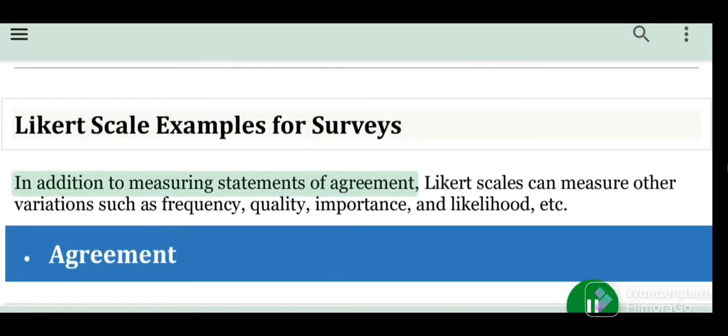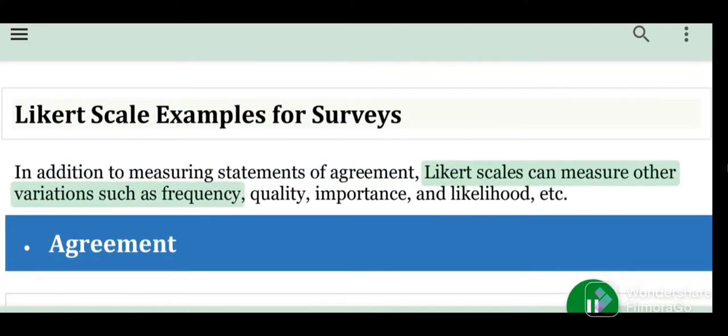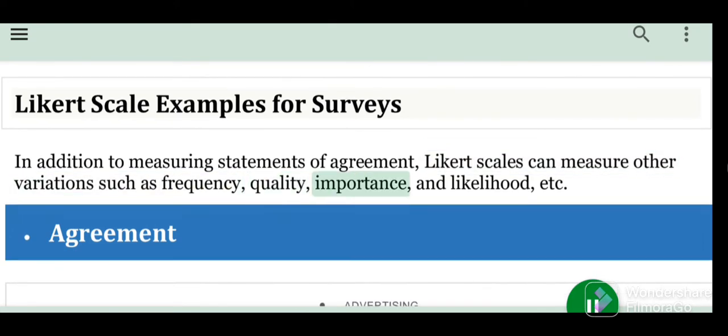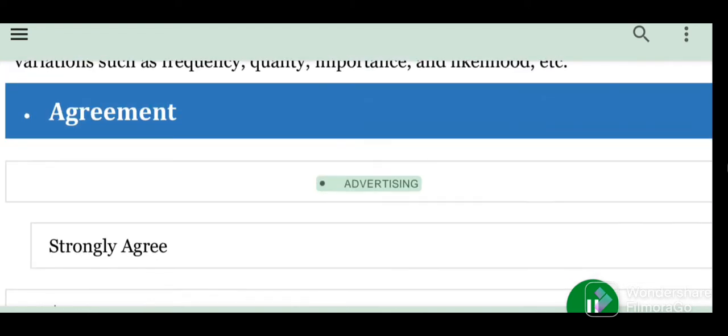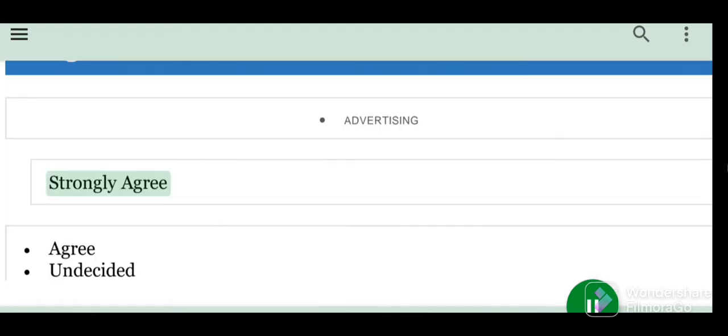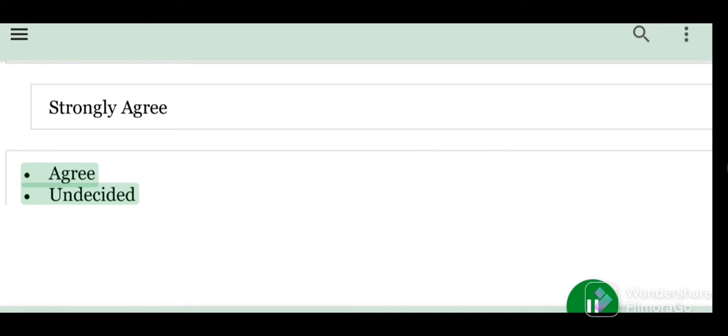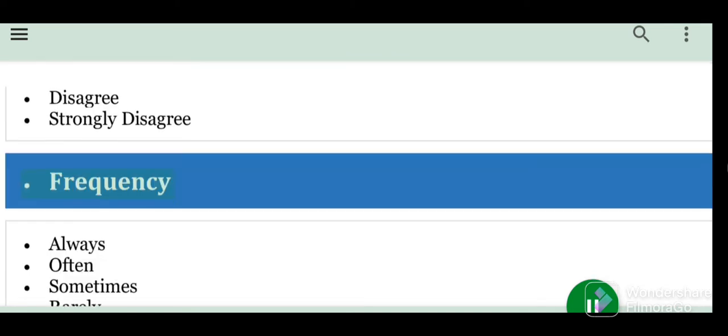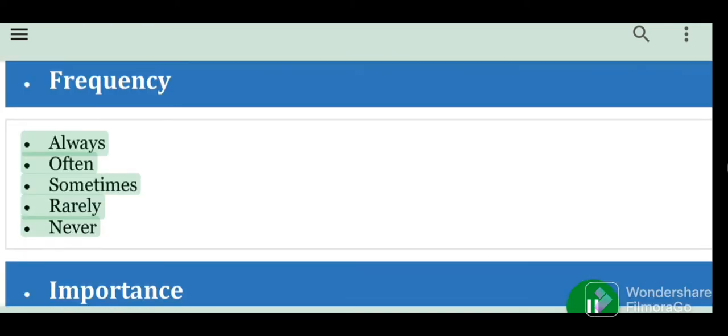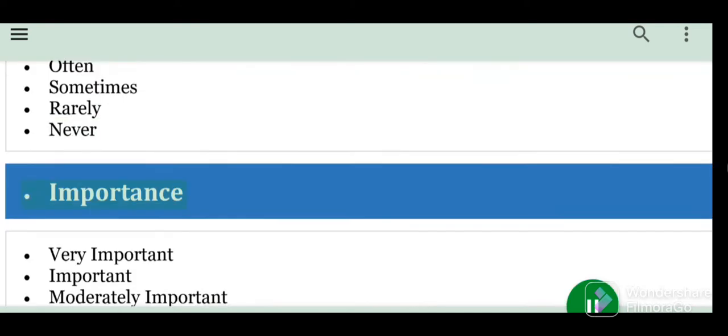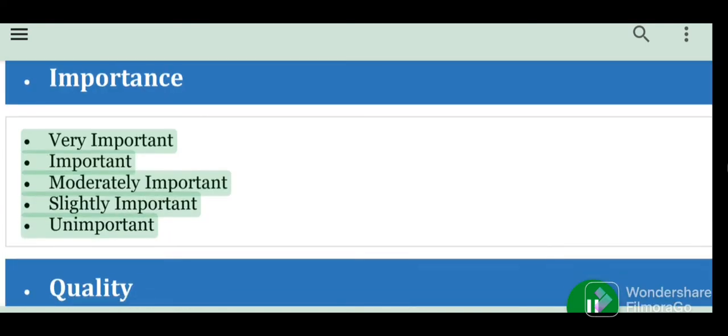In addition to measuring statements of agreement, Likert scales can measure other variations such as frequency, quality, importance, and likelihood, etc. Agreement: strongly agree, agree, undecided, disagree, strongly disagree. Frequency: always, often, sometimes, rarely, never. Importance: very important, important, moderately important, slightly important, unimportant.